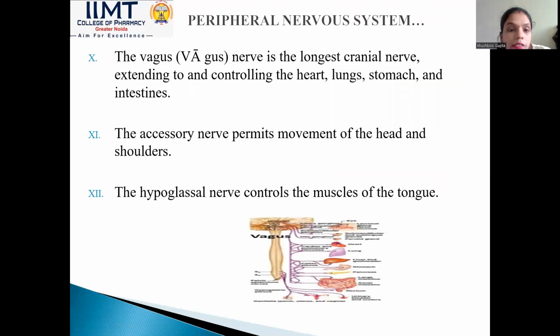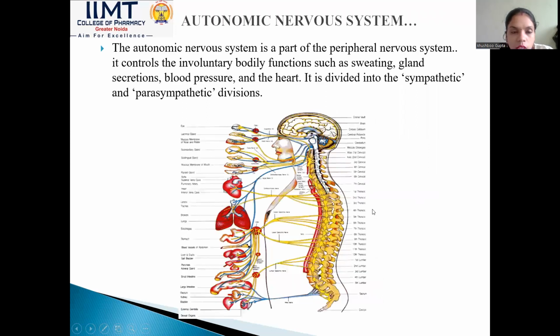Vagus nerve is the longest cranial nerve, which extends to the heart, lungs, stomach, and intestine. The accessory nerve permits movement of the head and shoulders. The hypoglossal nerve controls the muscle of the tongue. The autonomic nervous system is a part of the peripheral nervous system which controls involuntary body functions such as sweating, glands, secretions, blood pressure, and the heart.